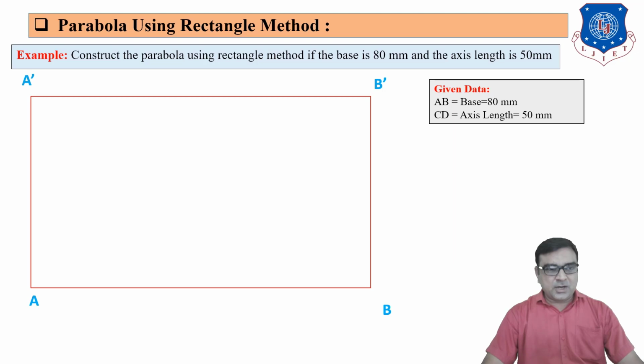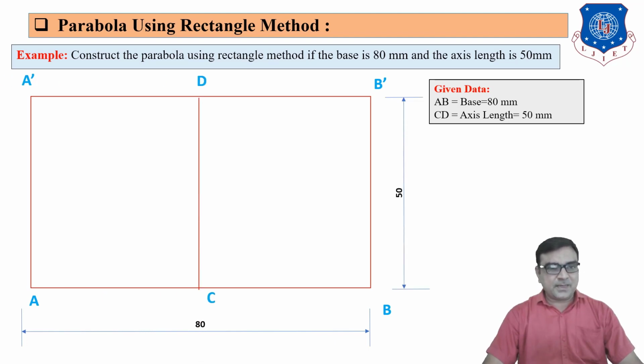So the four corners AB and A dash B dash of the rectangle, 80 mm AB base and 50 mm is axis length. Now from midpoint of C, you have to draw one line perpendicular to base AB. The length of this line is also 50 mm. So here CD line or the distance CD 50 mm is axis length.